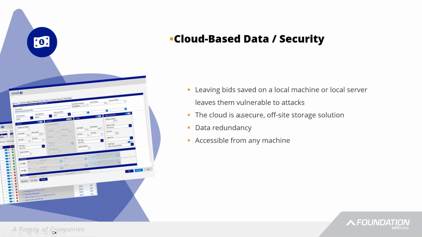Right. More about the cloud-based data is leaving bids on your local machines or on your server right now leaves them vulnerable to attack. We've seen this happen 100 times, even with the ransomware. Having the cloud is secure, offsite storage. It's got data redundancy, meaning it's being backed up in multiple locations. It's accessible from any machine. So as long as you have a machine with the Edge on it, whether it be a Microsoft Surface, a laptop, or a PC, as long as you have an internet connection, no matter where you're working from, you can access your estimates and make changes.